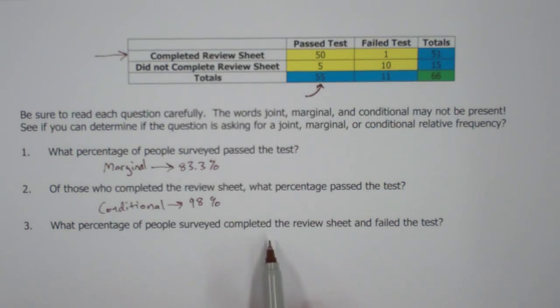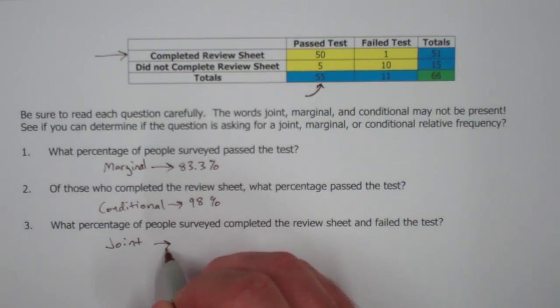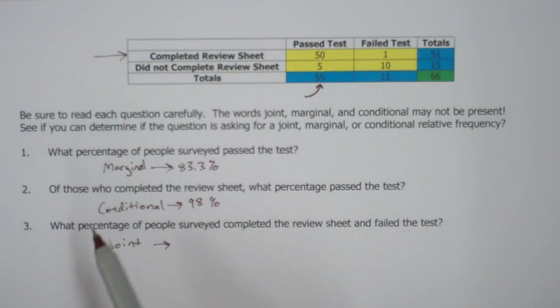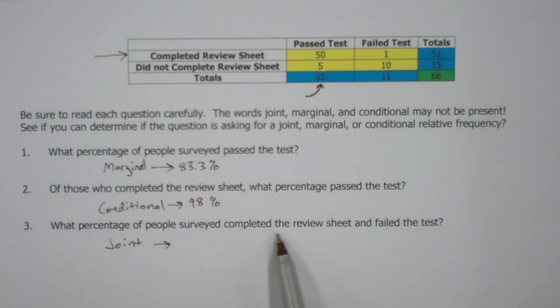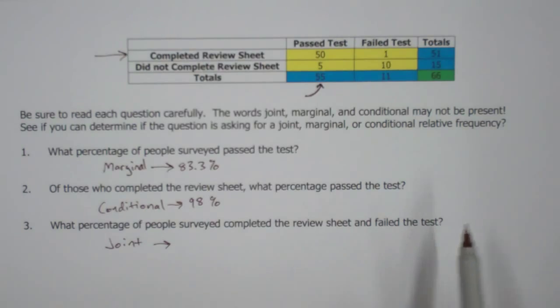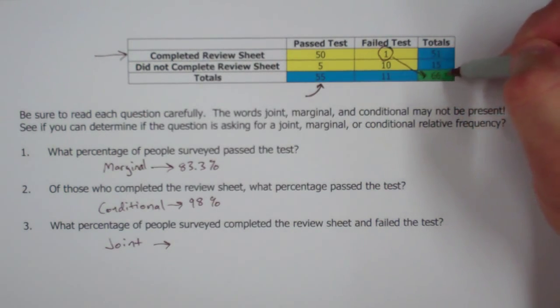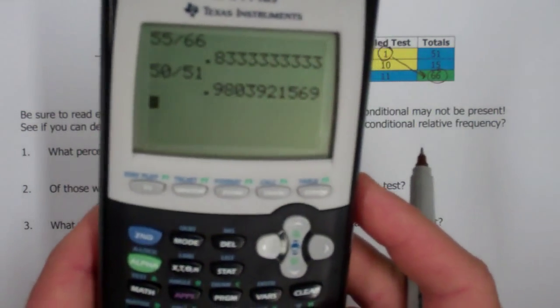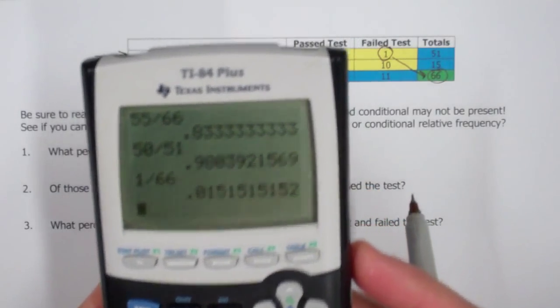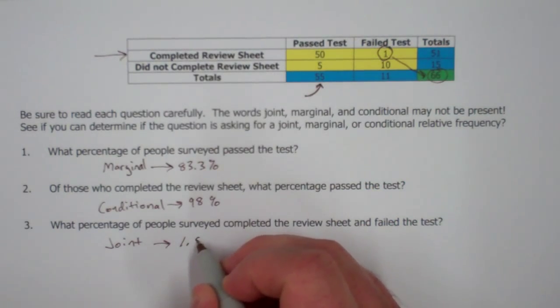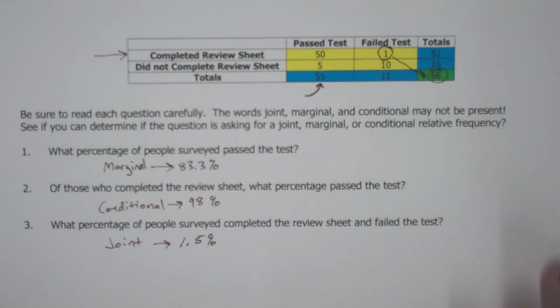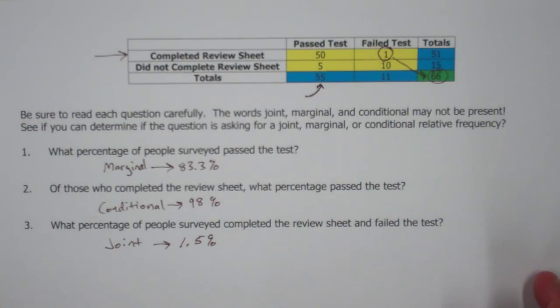All right, what percentage of people surveyed completed the review sheet and failed the test? Well, this one we've got a couple things going on, and this one will be the joint type of relative frequency. Let's look. What percentage of people surveyed completed the review sheet and, it's a big word for us, failed the test? So completed the review sheet and failed the test. That's this, and we're looking at the percentage of people, so we're going to be comparing it to the total here. So we're going to do 1 divided by 66. And that's 1.5%. Yikes! Only 1.5% of people completed the review sheet but failed the test.